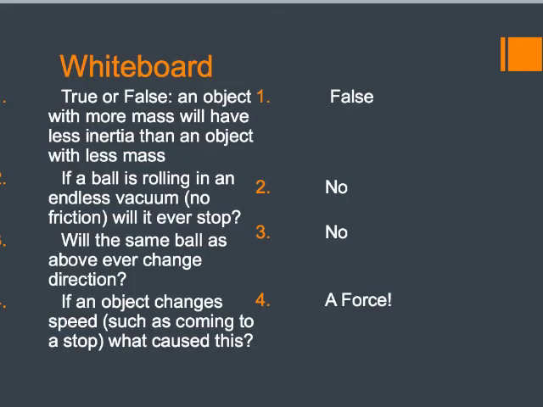Same thing for number 3. Will the ball above ever change direction? No. There has to be a force acting on it. And in a vacuum, as long as there's nothing else in there, there are no forces to do anything to the ball, so it's just going to keep rolling and rolling forever off into oblivion. Okay? And then if an object changes speed, such as coming to a stop, what caused this? Any change in motion is caused by a force.